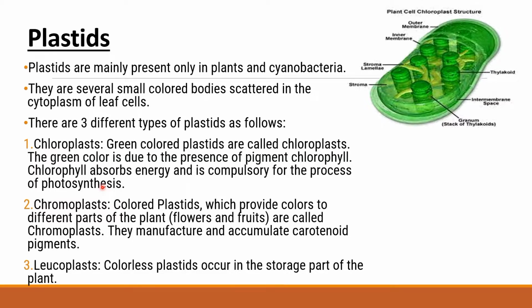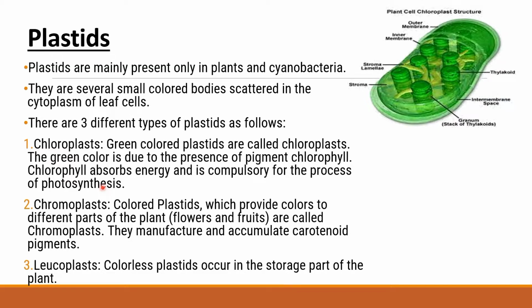What is photosynthesis? Photosynthesis is a process where a green plant prepares food by using raw materials from the surroundings, from the environment. That is what we call photosynthesis, and all this photosynthesis is regulated by the chlorophyll. The chlorophyll consists of green pigment, and that pigment is what we call chloroplast.